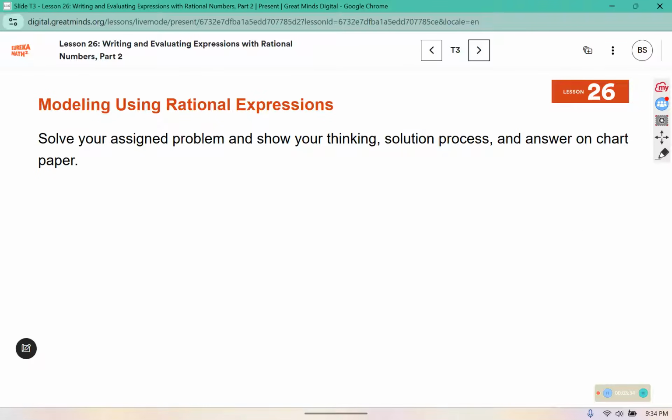This says solve your assigned problem and show your thinking, solution process, and answers on chart paper. Since this is going to be done independently, I'm going to work through these problems on the video for you to write down in your book. In class, this type of problem would be done in a different way, but since you're watching the video today, you're going to follow along in your classwork to complete the problems.